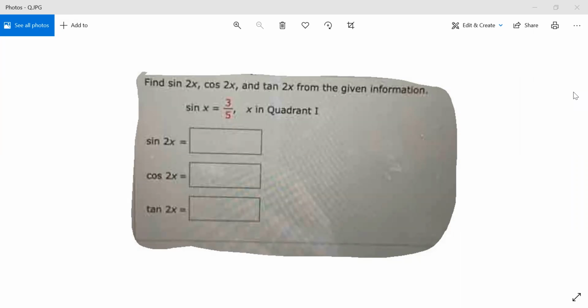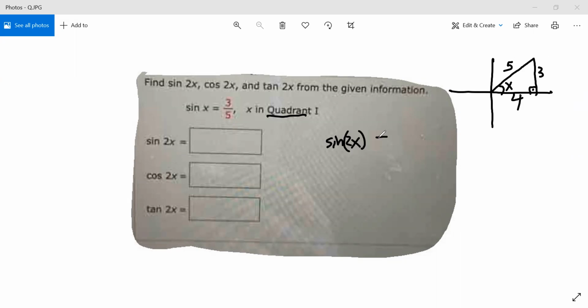So we're given sine of x, and x is in the first quadrant, so that's going to be a triangle like this. This is x because it's in the first quadrant, and sine is opposite over hypotenuse, that's 3 over 5, and this will be 4 by the Pythagorean theorem. Now we need to compute sine of 2x, and this is a double angle.